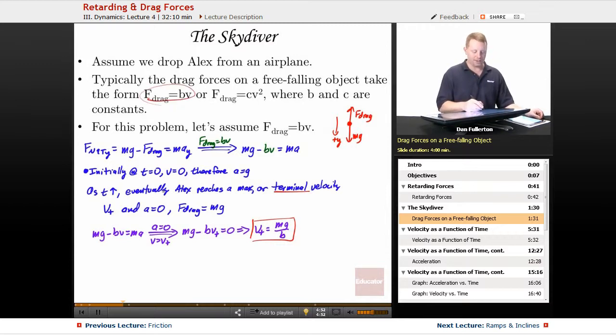So that's a formula for terminal velocity based on that constant in our F drag equals bv equation. And we also know initially at t equals 0, velocity is 0 and acceleration is equal to the acceleration due to gravity, g. And I think that'll set us up to get into our math using our Newton's second law equation.